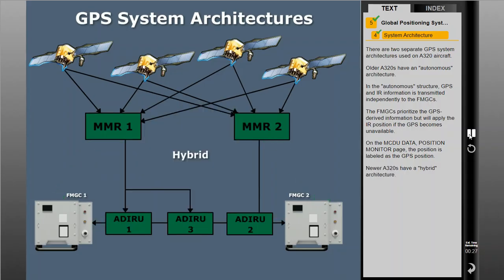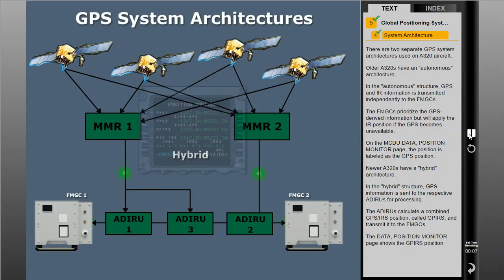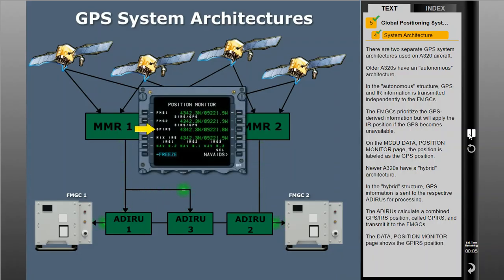Newer A320s have a hybrid architecture. In the hybrid structure, GPS information is sent to the respective ADIRUs for processing. The ADIRUs calculate a combined GPS-IRS position called GPIRS and transmit it to the FMGCs. The Data Position Monitor page shows the GPIRS position.